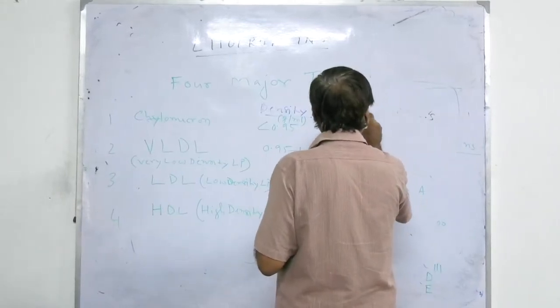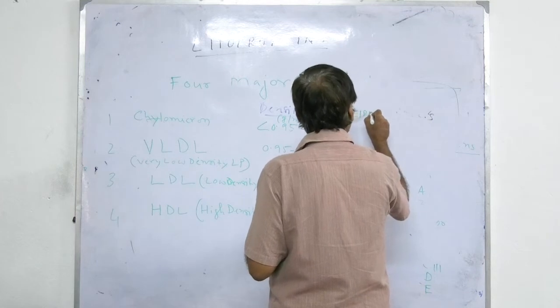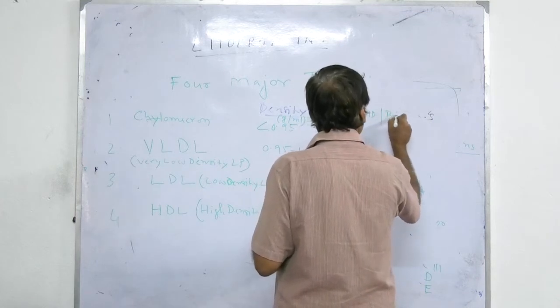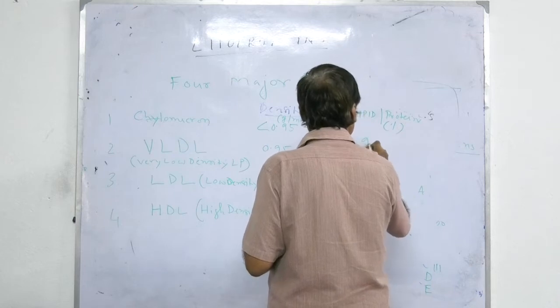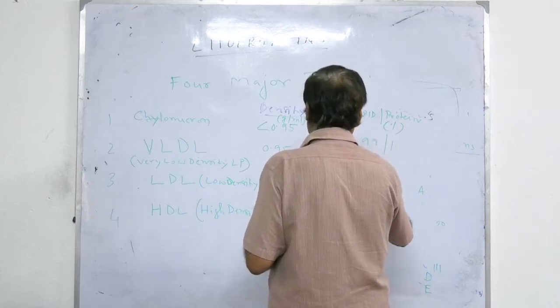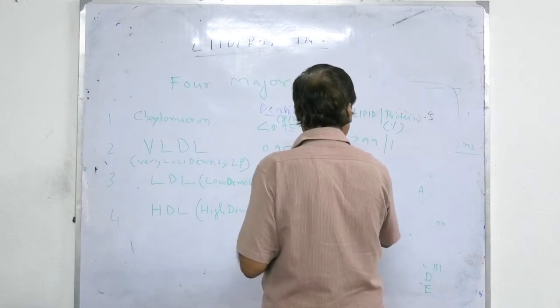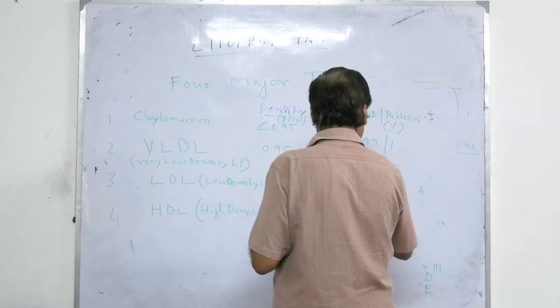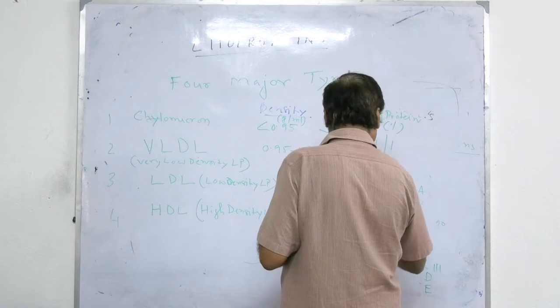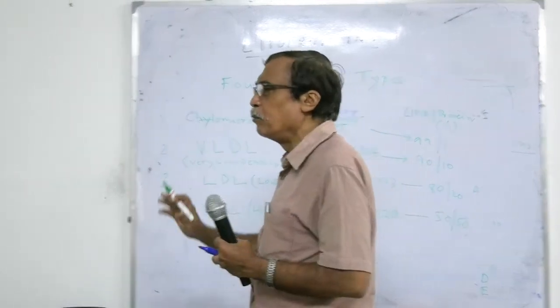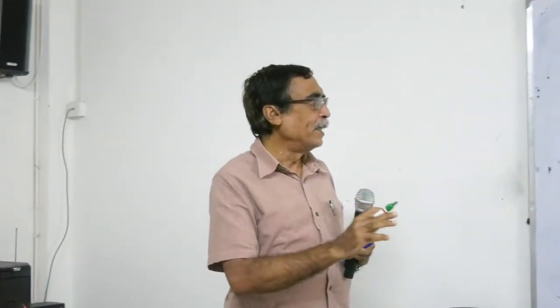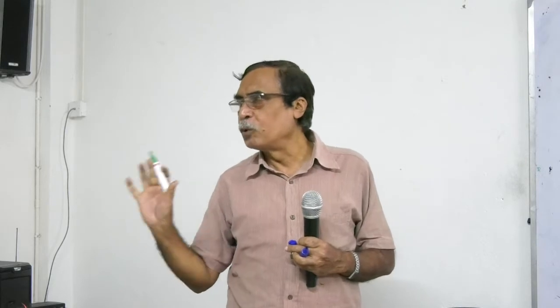Now what is the portion of lipid and what is the portion of protein? Lipid, protein, percentage. For chylomicron it is 99% and 1%. This is 90-10. This is 80-20. And this one is 50-50. Remember this, because in books you will see ranges which you cannot remember. I have given average figures to make it easy: 99-1, 90-10, 80-20, 50-50. This is the proportion of lipid and protein.